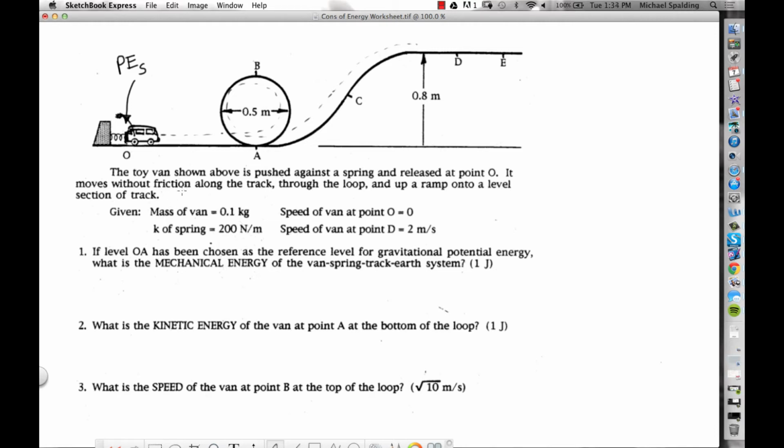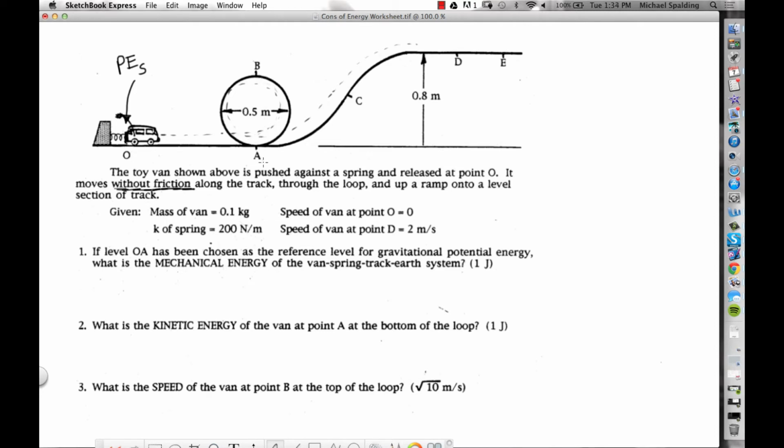Okay, look, the key thing in this problem right here, it says it moves without friction, right? So the only forces affecting the motion of the van are the spring and gravity. What affects the motion of the van over here? The spring, right? The spring gets the van going. Now as the van goes up this loop, what affects the motion? Gravity, right? And there's no friction, right?